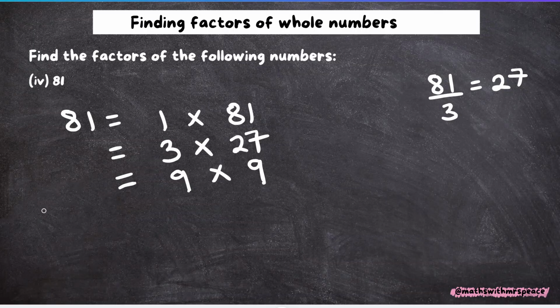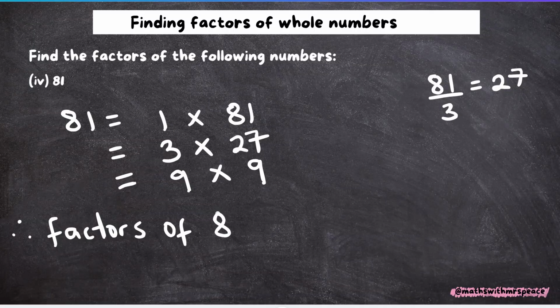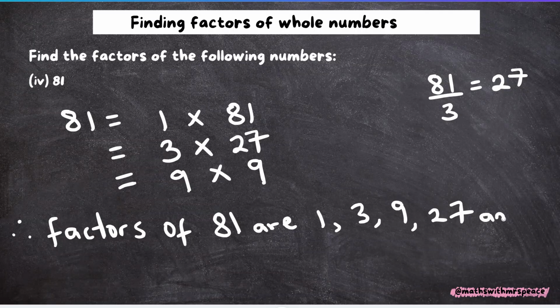So let's go ahead and make our list by saying, so therefore, the factors of 81 are 1, 3, 9, 27, and 81. So that's it, guys, on factors and how to find factors of whole numbers.